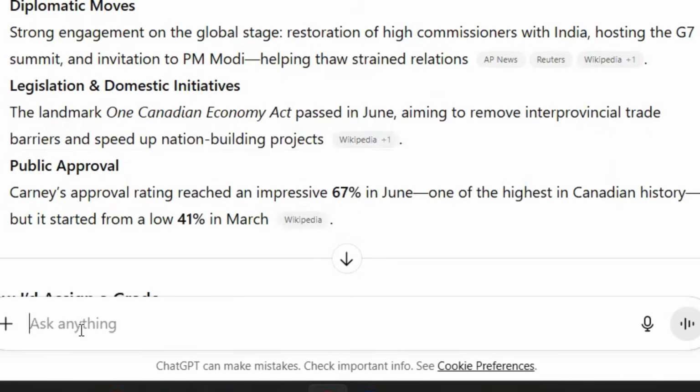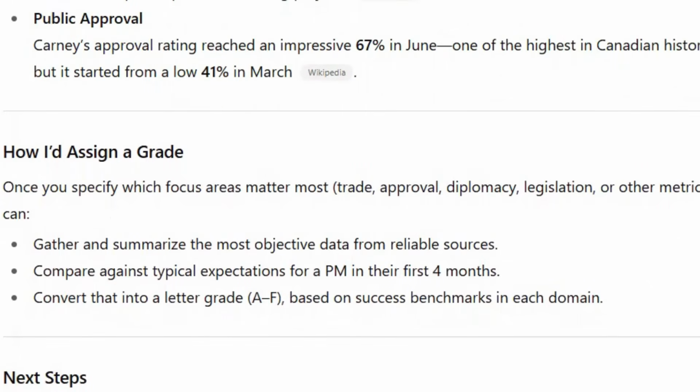And then other diplomatic moves, strong engagement on the global stage, restoration of high commissioners with India, hosting the G7 summit, an invitation to PM Modi, helping thaw strained relations. The landmark One Canadian Economy Act passed in June, aiming to remove interprovincial trade barriers and speed up nation-building projects. Carney's approval rating reached an impressive 67% in June, one of the highest in Canadian history, but started from a low 41% in March. That's from Wikipedia.